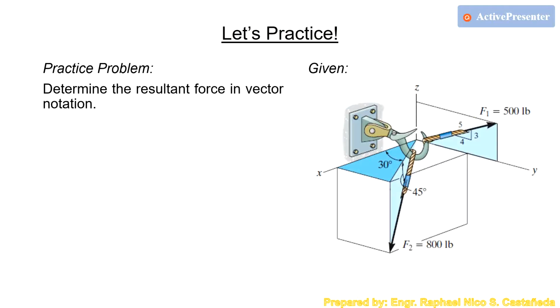For our next practice problem, we have here a three-dimensional force system. Determine the resultant force in vector notation. We have here two forces, F1 and F2. Try to solve this problem, take a pause, then come back if you are already finished and check what is the correct answer.